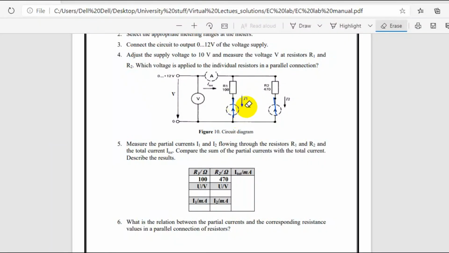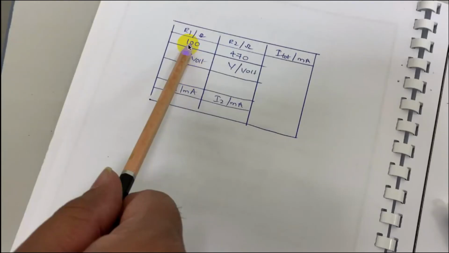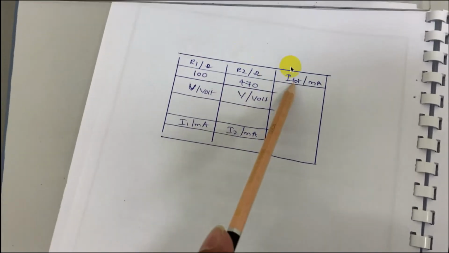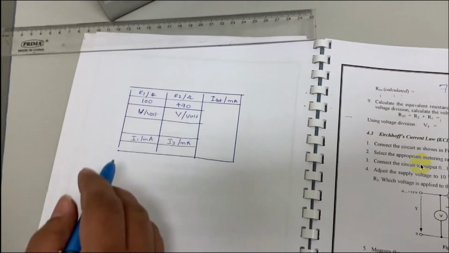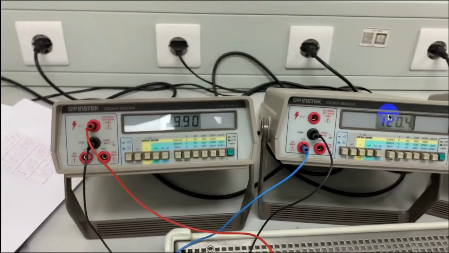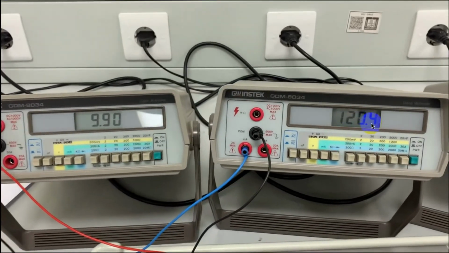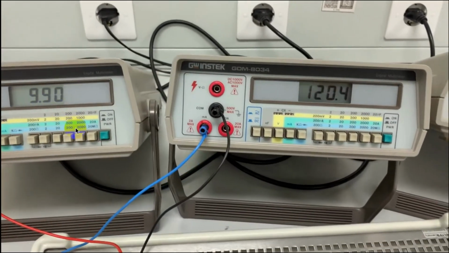So the next part is, I will remove this ammeter and keep the ammeter here. That means I will short these two and can take the reading of I1. Let us see this. So now here it is R1 and R2, and I total, I1 and I2. So here we are calculating I1 and I total. We got I total as 120 and V as 9.9.